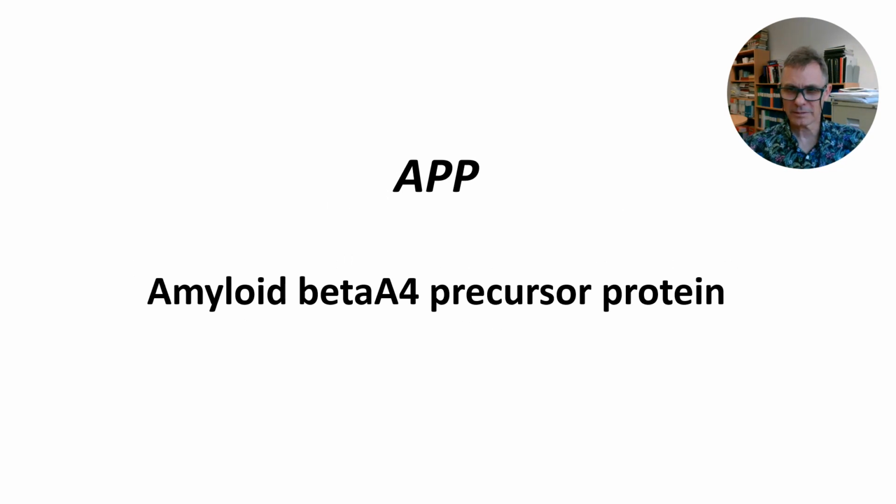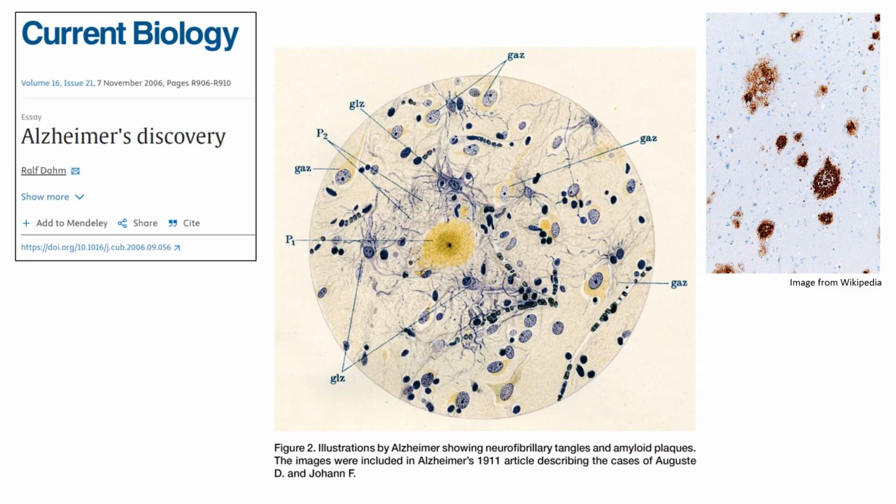The best place to start telling this story is with a gene named APP, which is the short name for amyloid beta A4 precursor protein. In order to tell the story of APP, it's necessary to discuss what amyloid is. Now, the word amyloid can basically be thought of as meaning starch-like.